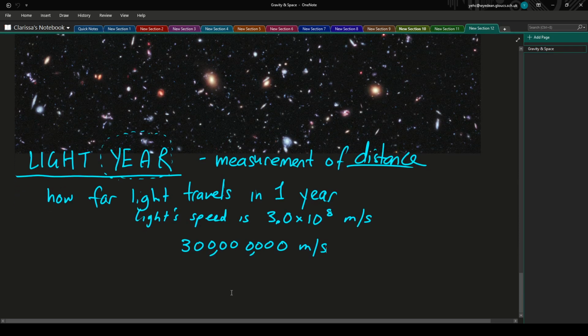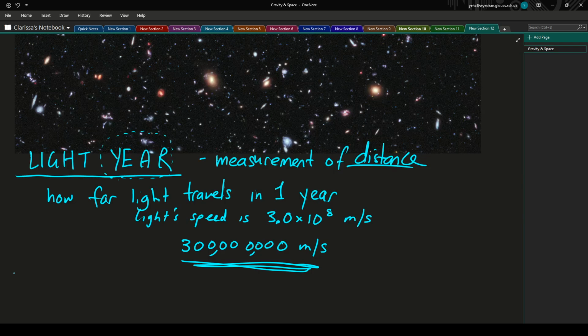Just for fun, let's do a bit of calculation and turn this into kilometers. Okay, so light travels at this speed, 300 million meters per second. So how far is it going to travel in a year?